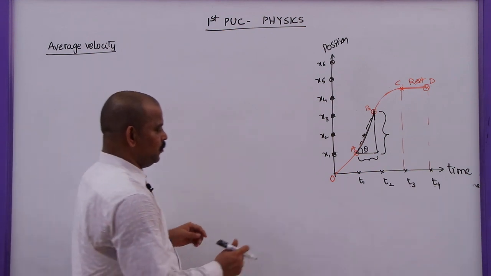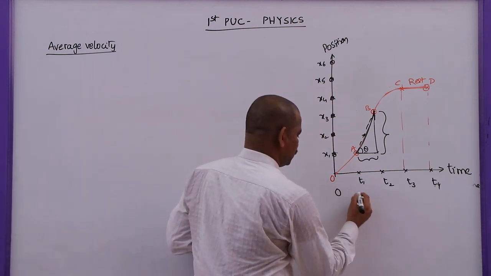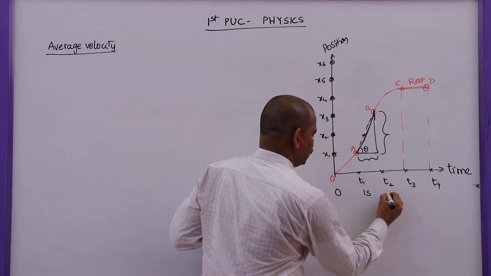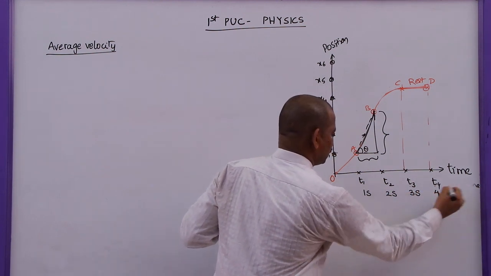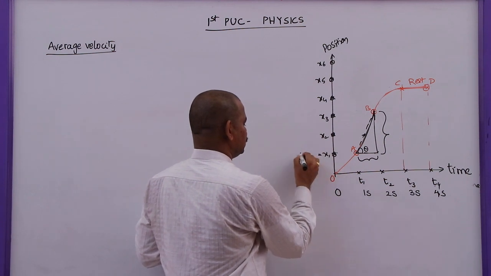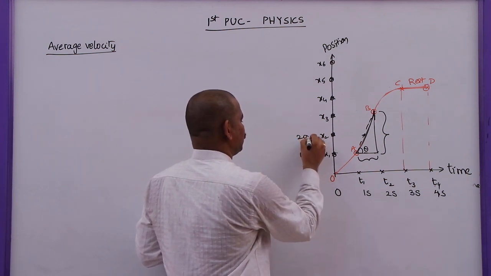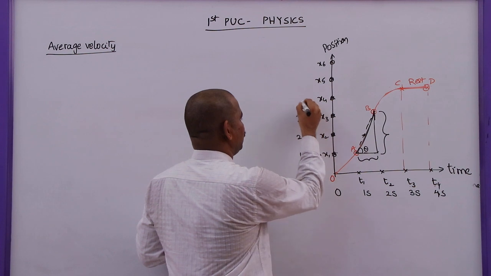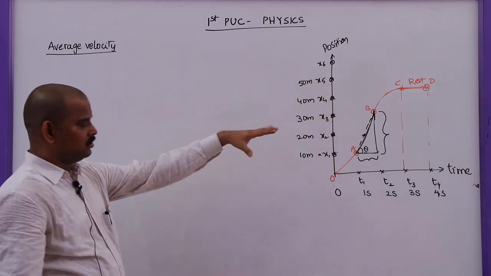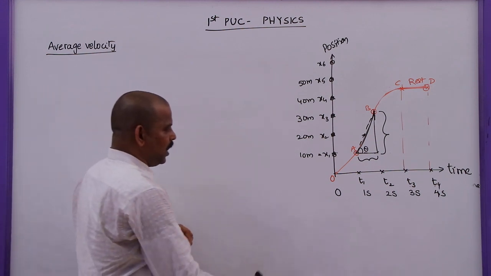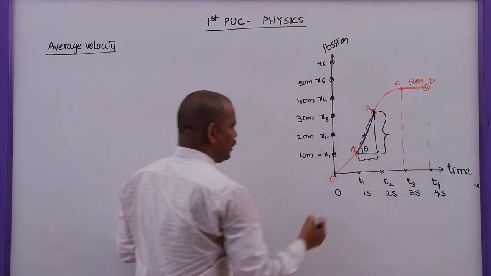So in this case, if you take this as 0 seconds, this is 1 second, this is 2 seconds, this is 3 seconds, this is 4 seconds, like this. Let the displacement be 10 meter, 20 meter, 30 meter, 40 meter, 50 meter. So this is an example. So what is the velocity between A and B?